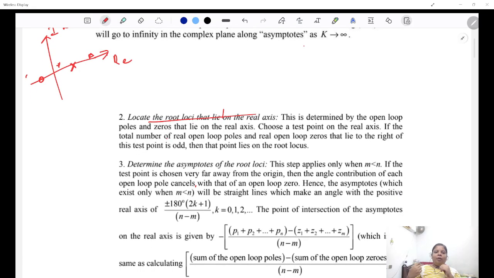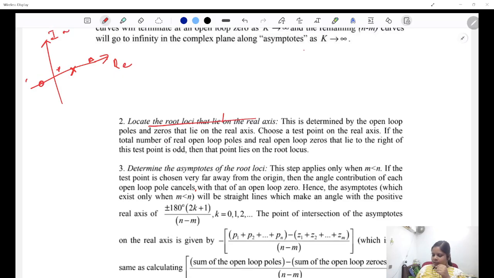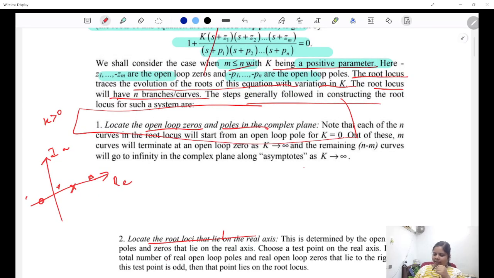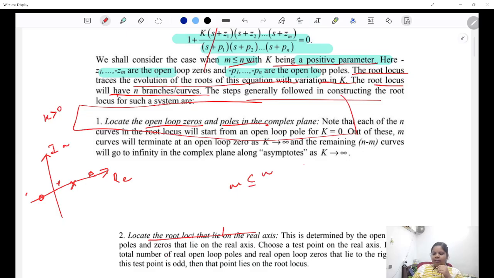The second thing is we want to find the number of asymptotes. This has to be very clear: the branches emerge from the poles and they terminate at a zero. That is for sure. But since your system is of this kind, where m is less than or equal to n, that means your zeros are less than or equal to the number of poles. If this is the case, then what is going to happen? Not all the pole branches will terminate at zeros. Some of them will have to go along the asymptotes to infinity.